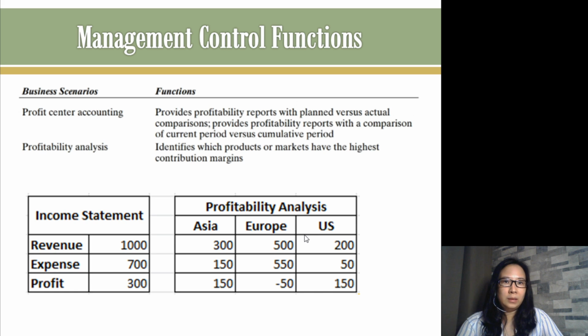But we cannot stop at that information, because we need to continue into the expense as well. So if we see here, the expense in Asia is 150, the expense in Europe is 550, and the expense in the US is 50. If we calculate the profit, we find that the Asia profit is 150, the profit in Europe is actually a loss of 50, and the US side profit is 150. So if we only stop at the income statement, we only get the whole overview that our company is profitable.